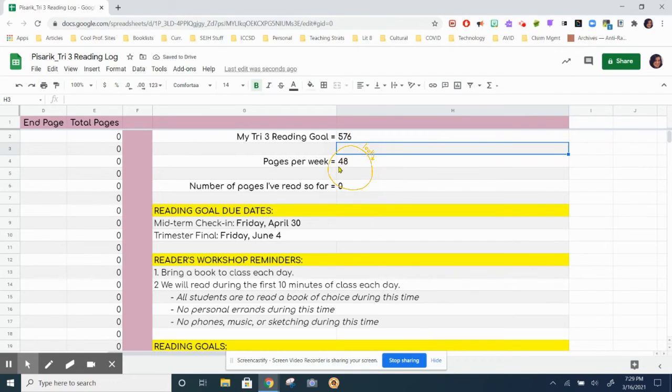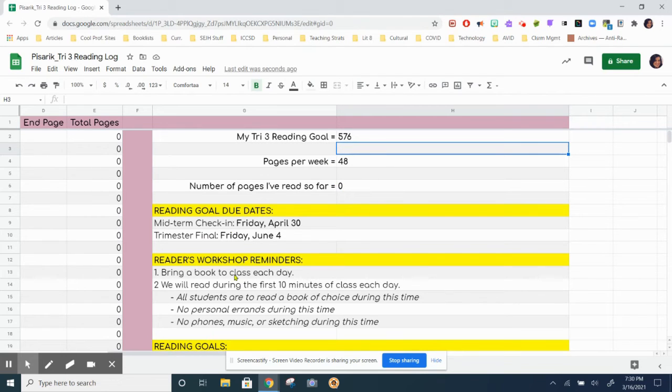You're going to see some magic happen here. Well, it's not really magic. It's just a formula in the spreadsheet. But what happened was it took my goal, 576, divided that number by 12 because there are 12 weeks that I have to achieve this goal. So I want to average about 48 pages per week.